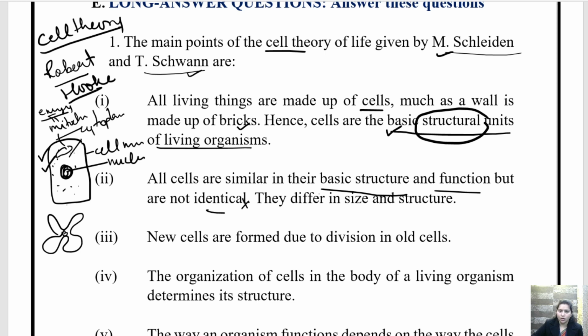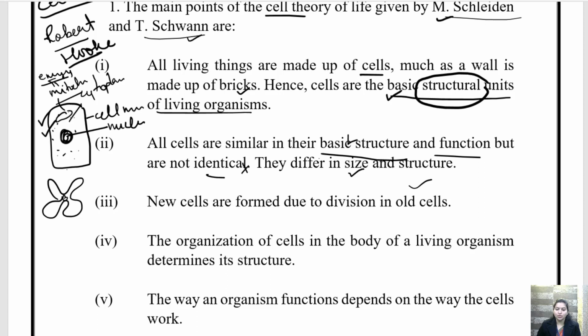It can be small, it can be large, okay, it can be of any shape. Getting my point? So shapes are different, sizes are different, but the basic function and structure is the same in all the cells. That is the second point of cell theory. Moving to the third point, new cells are formed due to division in the old cell.